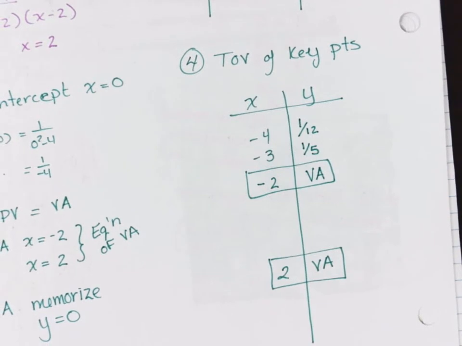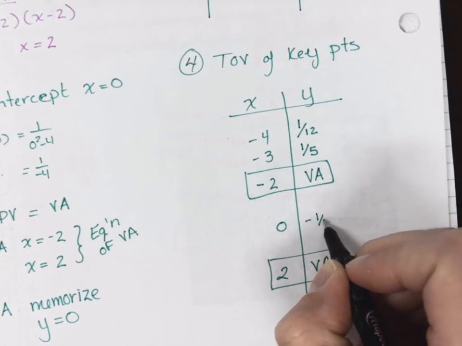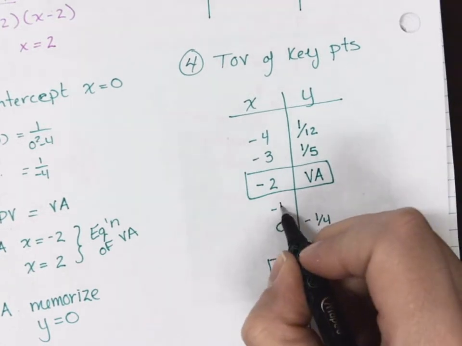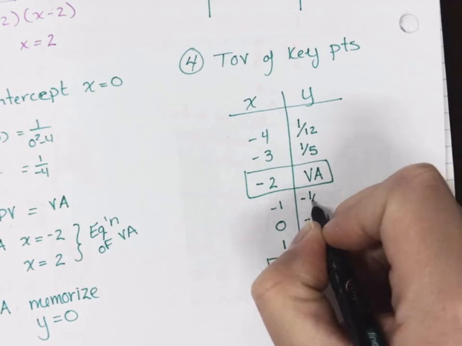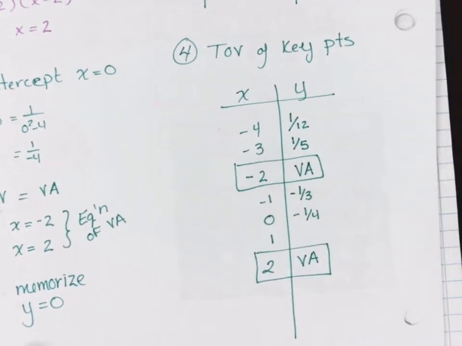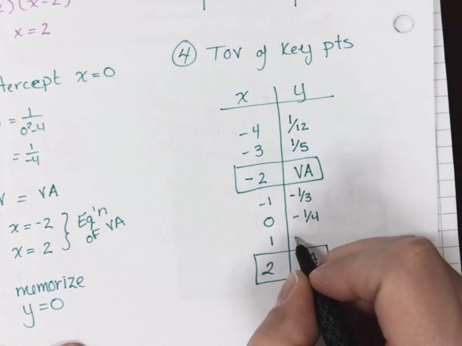Okay, exciting stuff. Now we're going to pick values in between. Hey, we already did 0. That's a negative 1/4. So maybe let's pick negative 1 and positive 1 in this one. So negative 1 squared minus 4, negative 3. So that's going to be a negative 1/3. If I put a positive 1 there, what do you think it's going to be? Positive 1 squared minus 4. Same thing.